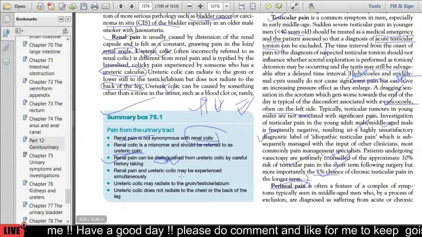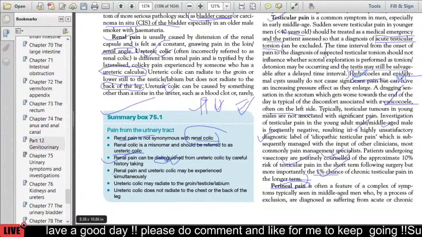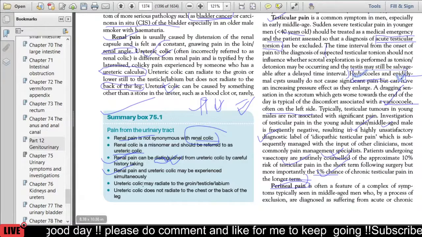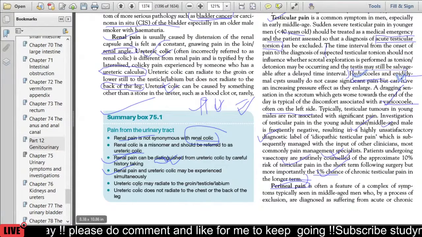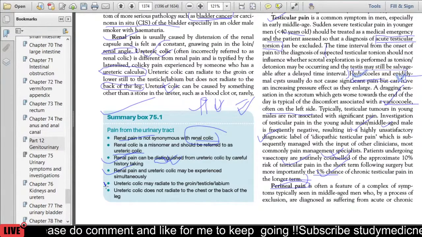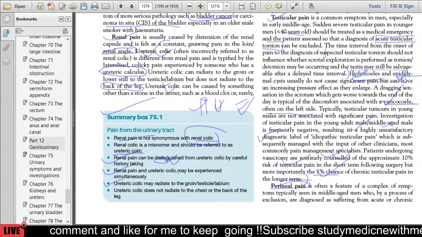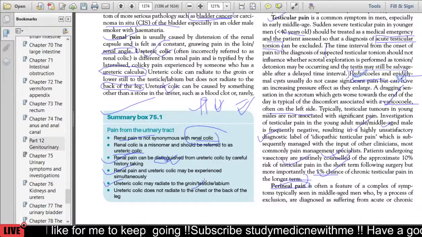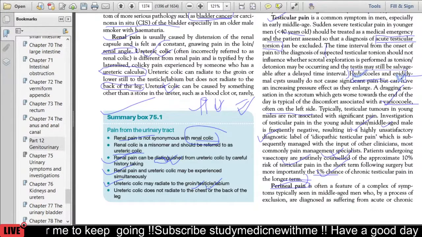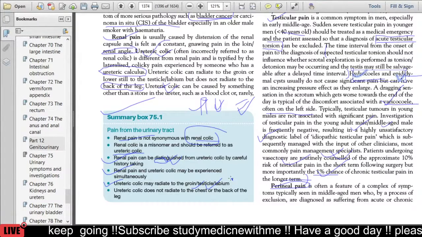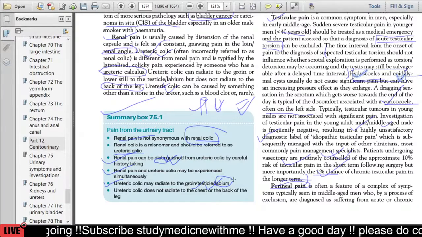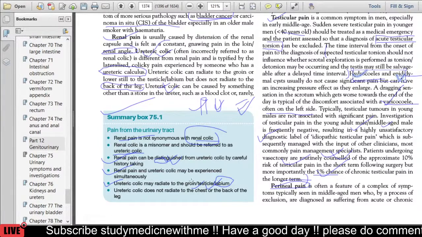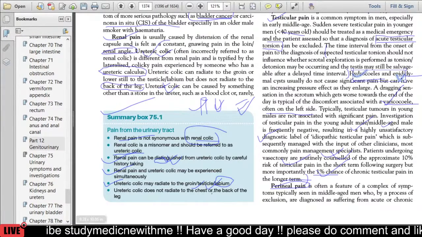Renal pain and ureteric colic may be experienced simultaneously. Ureteric colic may radiate to the groin and testicles. Radiation is very important in order to assess if the pain is renal pain or ureteric colic. Ureteric colic often radiates to the groin, testicles, or labium in the case of a female, and it doesn't radiate to the chest or the back of the leg.